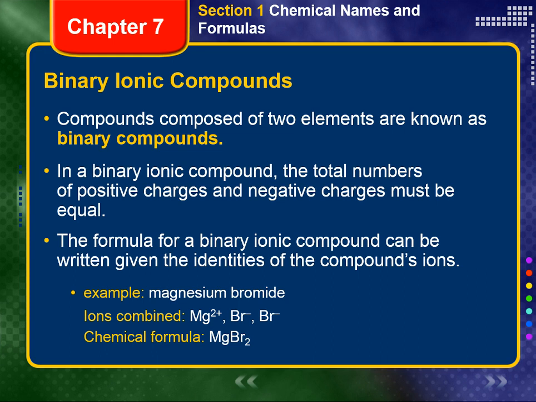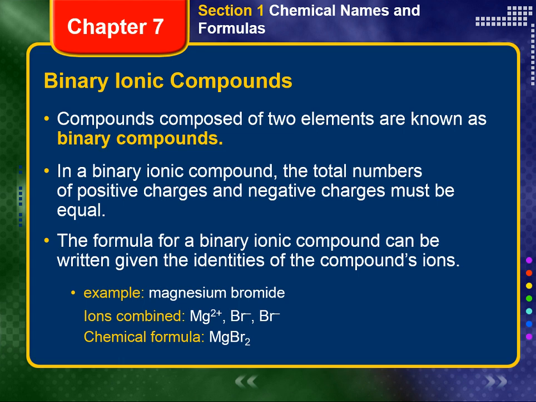Binary ionic compounds. Compounds composed of 2 different elements are known as binary compounds. In binary ionic compounds, the total numbers of positive charges and negative charges must be equal. Therefore, the formula of such a compound can be written given the identities of the compound's ions. For example, magnesium and bromine combine to form the ionic compound magnesium bromide. Magnesium, a group 2 metal, forms the Mg2+ cation. Note that the 2+ in the Mg2+ is written as a superscript.